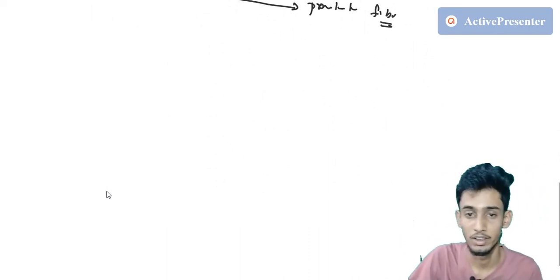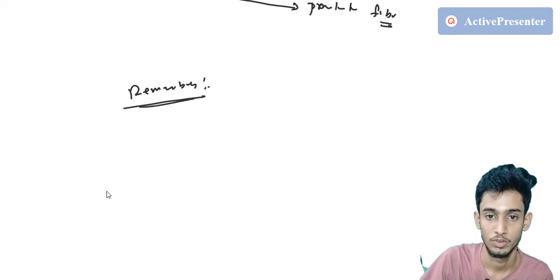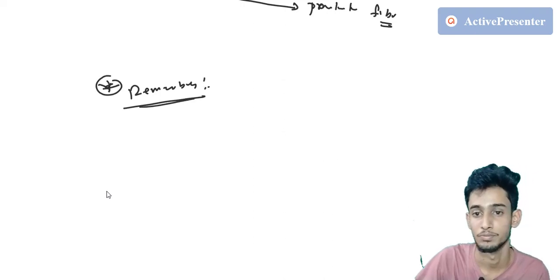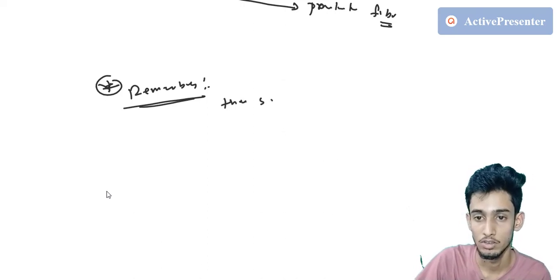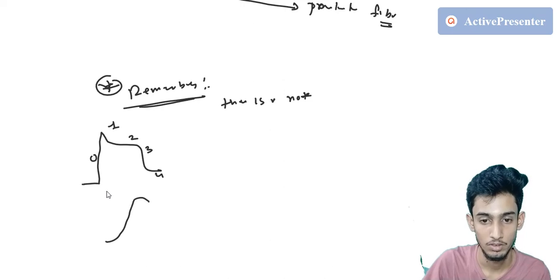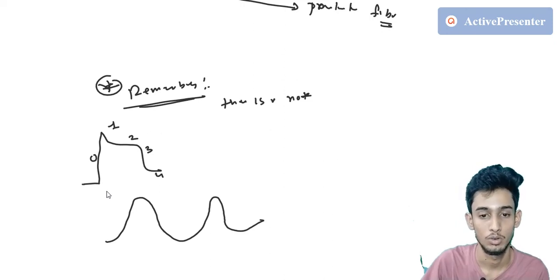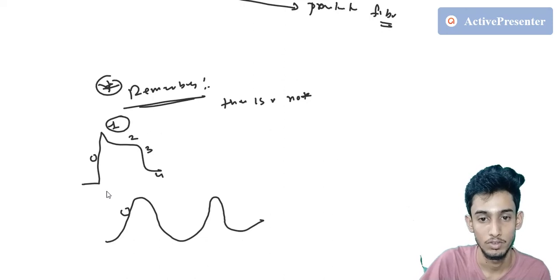So we don't need the details of it. Remember, I can give the star. It's a must remember. Let's first draw phase 0, phase 1, 2, 3, 4, and what happened here? Just a sudden rise and decrease, and then a sudden rise and decrease. So this is phase 0. There is no phase 1. Sorry, there is no phase 2 or phase 3.